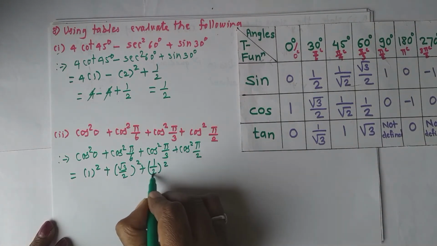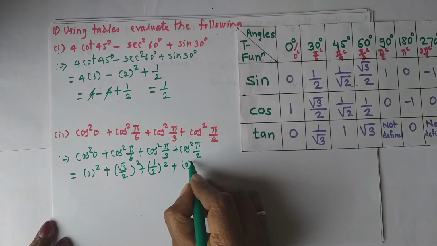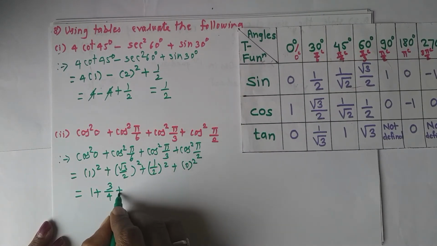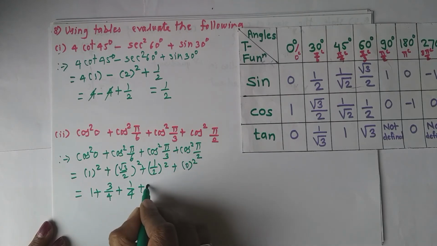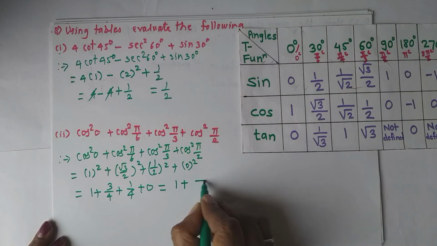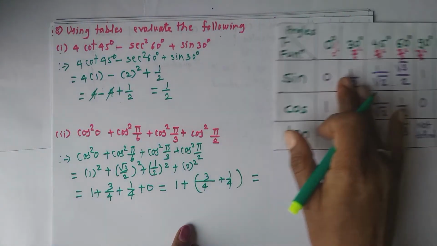Half square. And pi by 2 means 90 and the value of cos 90 is 0. Then you take the square. This is 3 by 4. This is 1 upon 4 and this will be 0. Now I will keep this 1 as it is and I will take these 2 in the bracket. And what will this be?